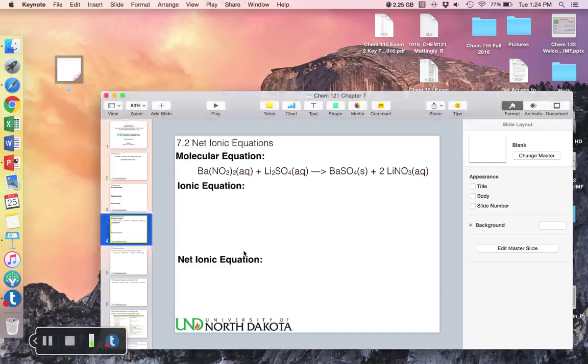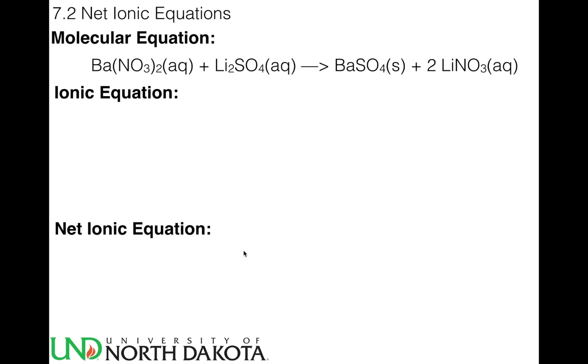Our second video in Chapter 7 is called Net Ionic Equations. To get to a net ionic equation, we have to write a molecular equation, and then an ionic equation, and then a net ionic equation. The net ionic equation tells us exactly what reacts in a chemical reaction, and it only includes the species in the reaction that actually undergo a change.